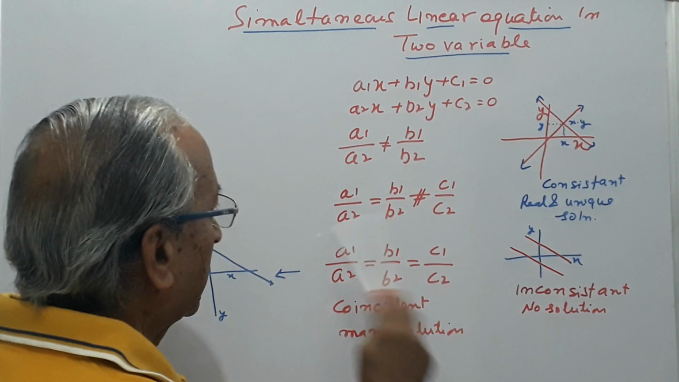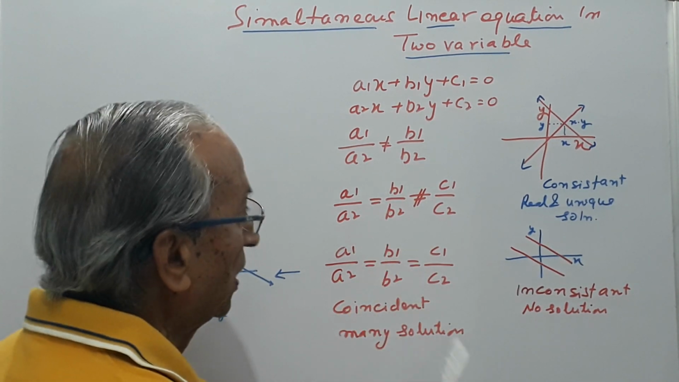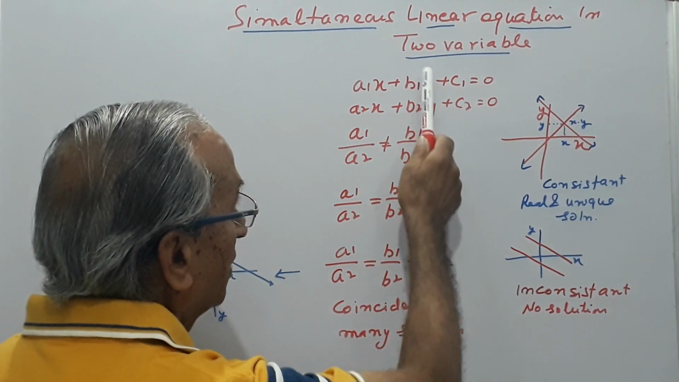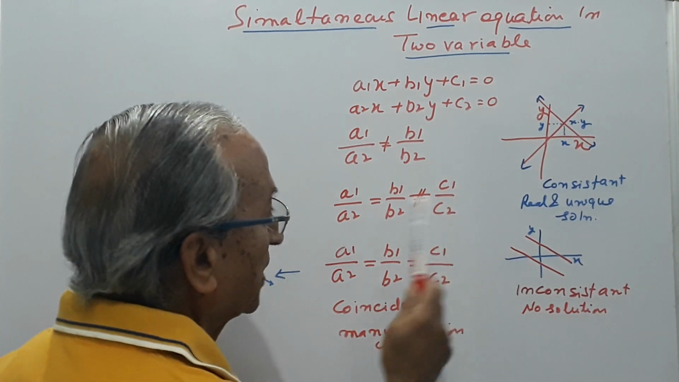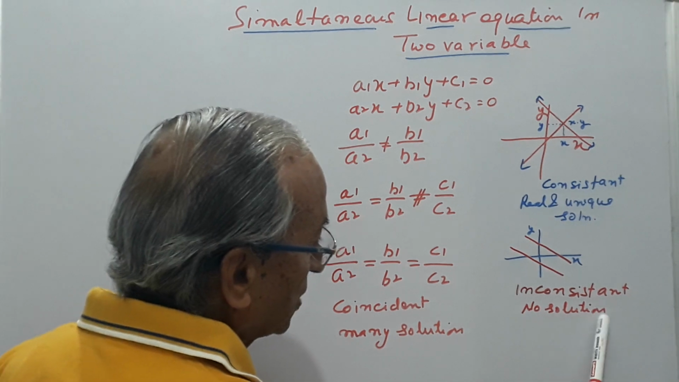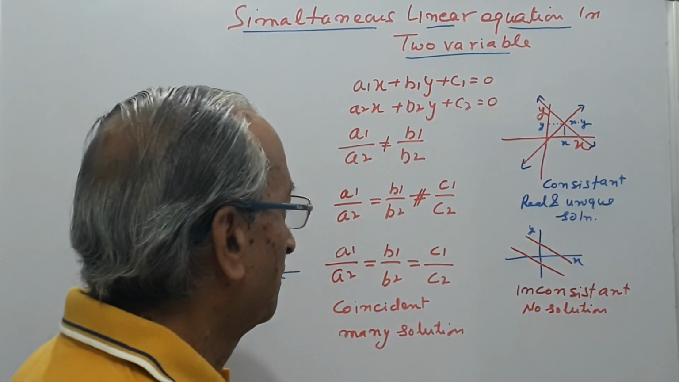So the point is, again listen: a1 upon a2 is equal to b1 upon b2, that is the ratio of the coefficients of x is equal to the ratio of the coefficients of y, but it is not equal to the ratio c1 upon c2. In this case, it will have no solution and it is known as inconsistent.